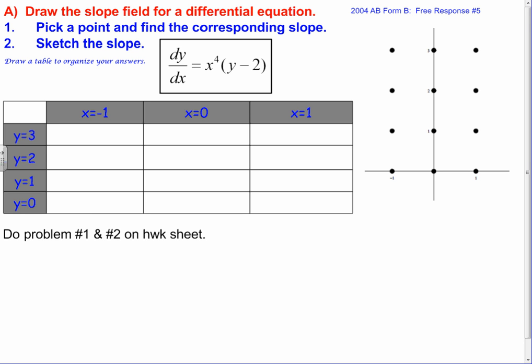So let's start off with x equal to -1 and y equal to 3. I would put it into my differential equation: -1 gets raised to the fourth, and then I'd have y, which is 3, minus 2. If I calculate this out, I'm going to have a +1 times 1, so I get a slope of 1 at the ordered pair (-1, 3).